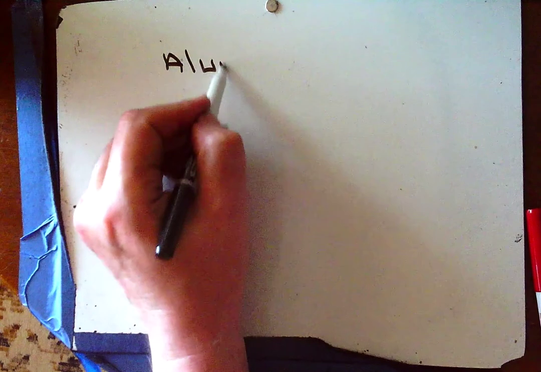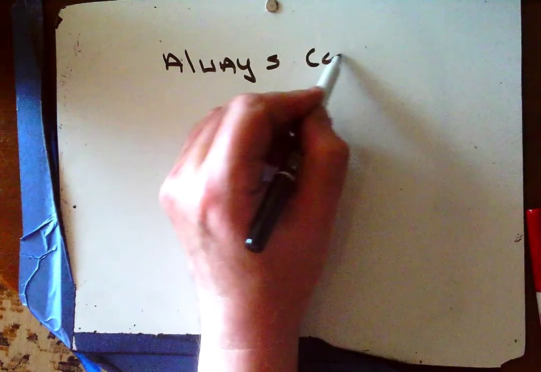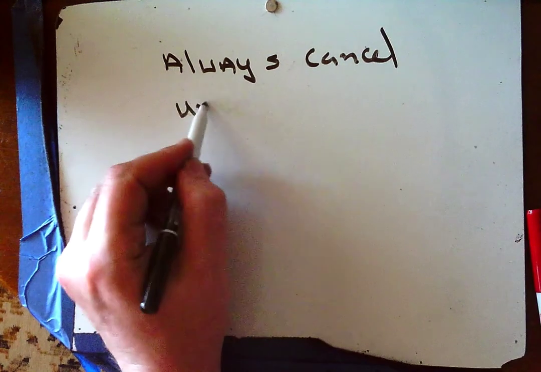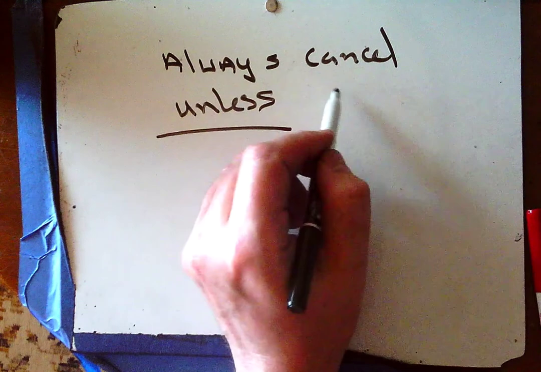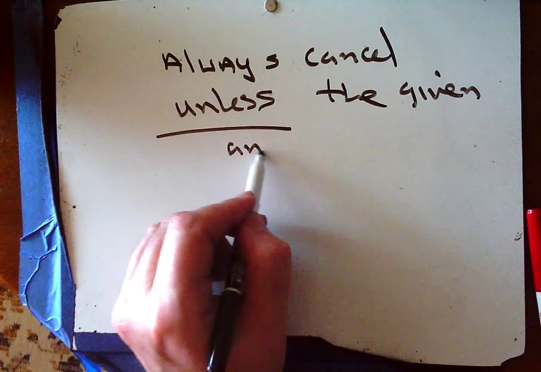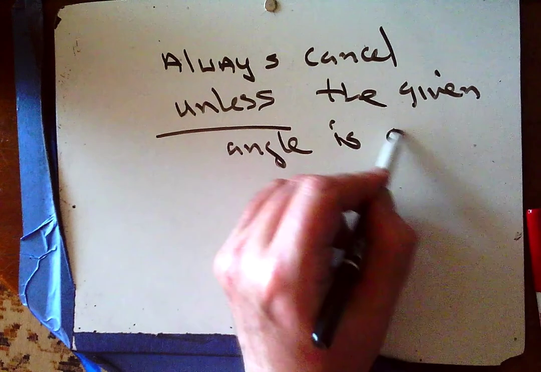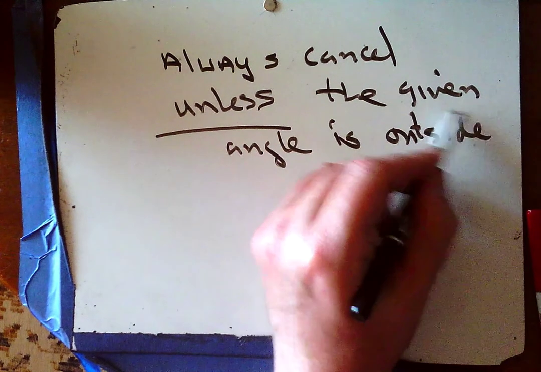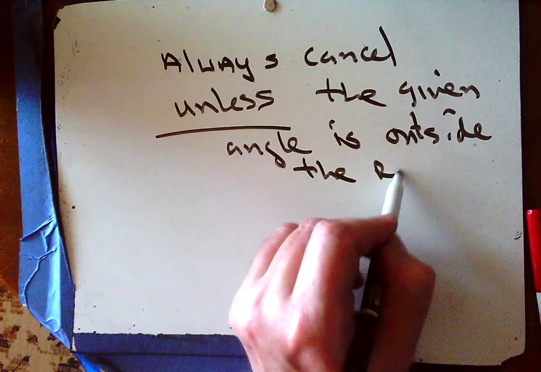Okay, so when can I cancel these out? I can always cancel, unless the given angle is outside the restriction.